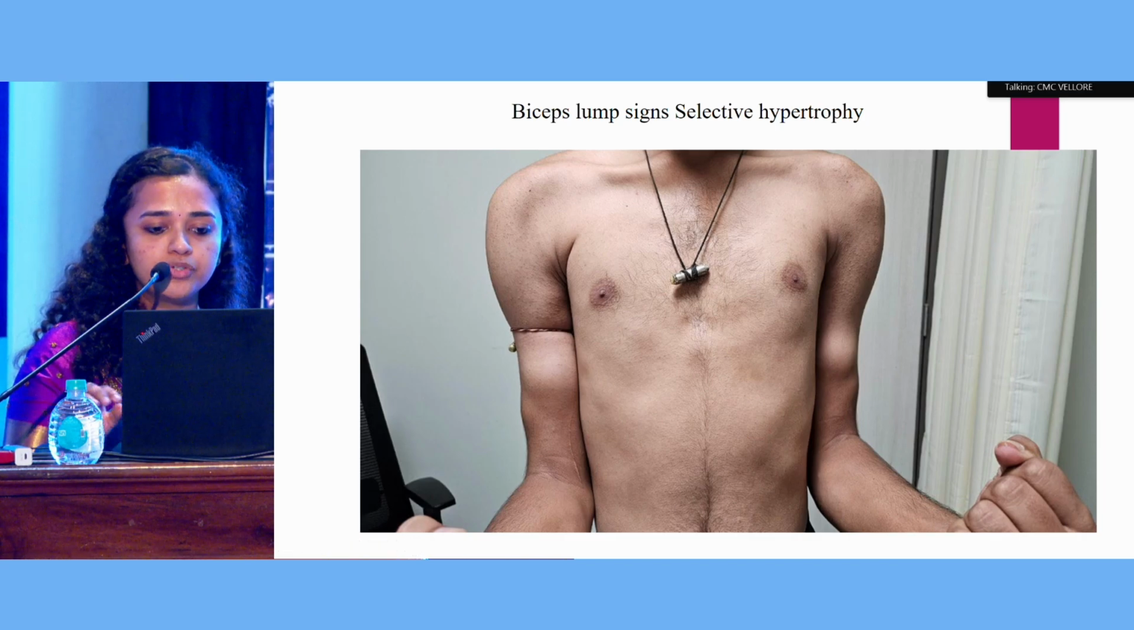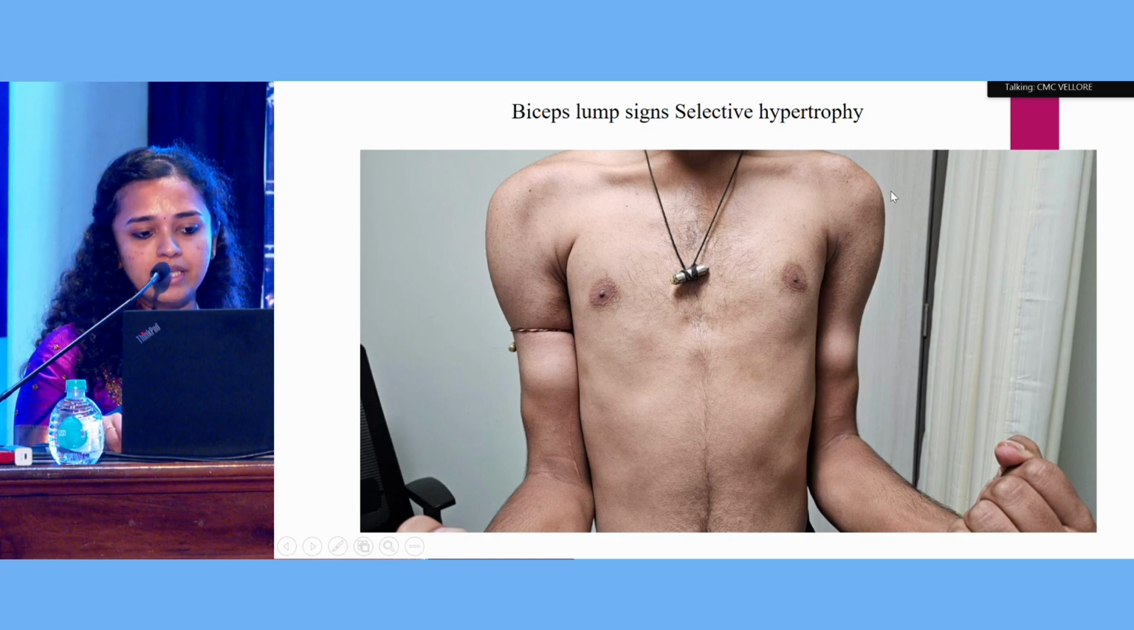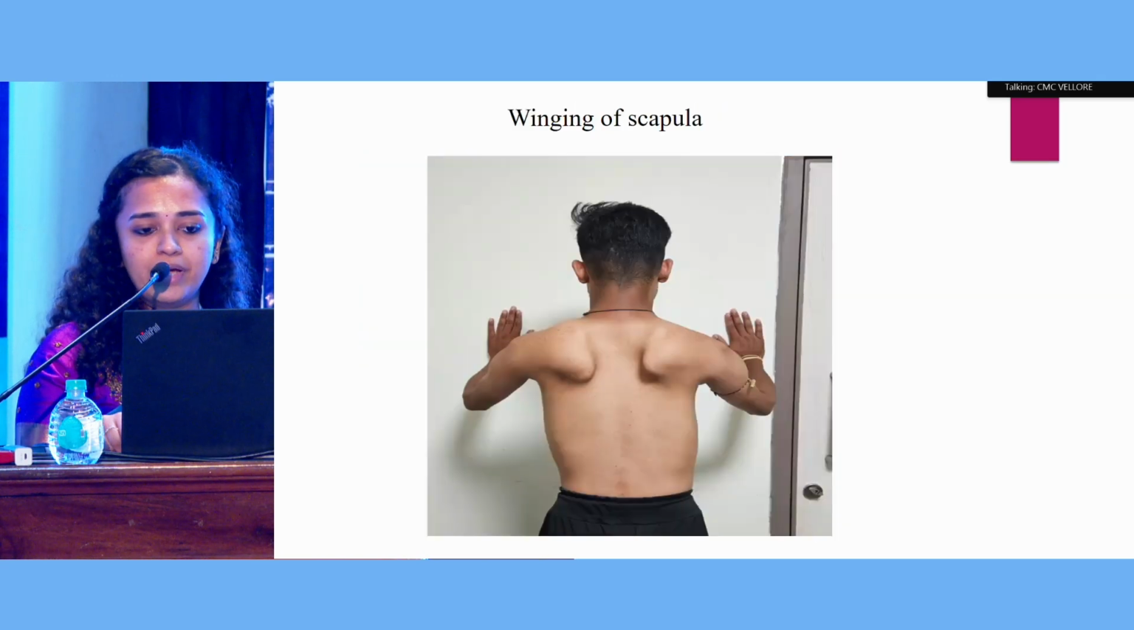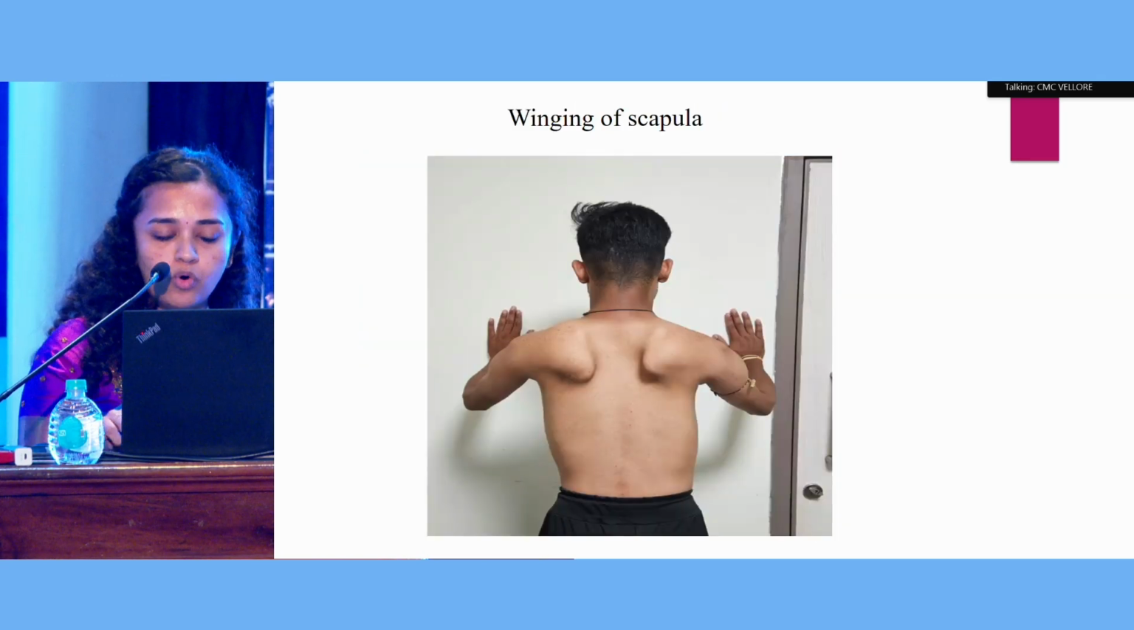So on examination of the upper limb, he had wasting of the anterior axillary fold, and there was a partial prominence of the biceps muscles. This is what we call as a biceps lump sign, which indicates selective hypertrophy of certain fibers of the biceps muscle. So on attempting to push against the wall, we noticed that he had winging of scapula with prominence of the infraspinatus muscle.